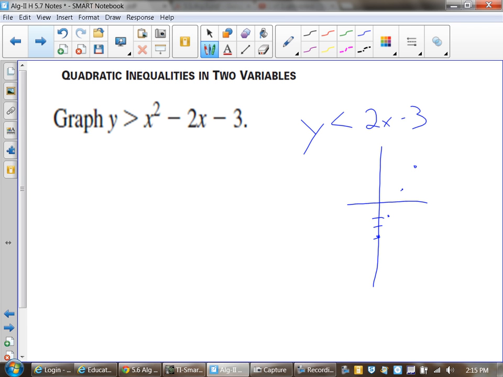And so on. Would that be a solid or a dotted line? No, it's dotted. That would be a dotted line. And then after that, you would find a test point. What was the easiest test point in the world to use? 0. Is 0 smaller than -3? No. It is false here, which means it's true here. So what side do you shade on? We always shade towards the truth.